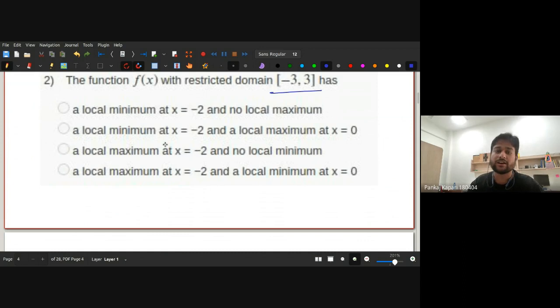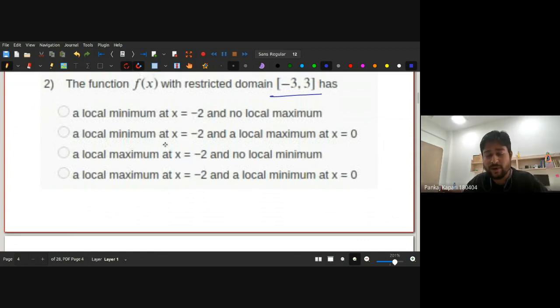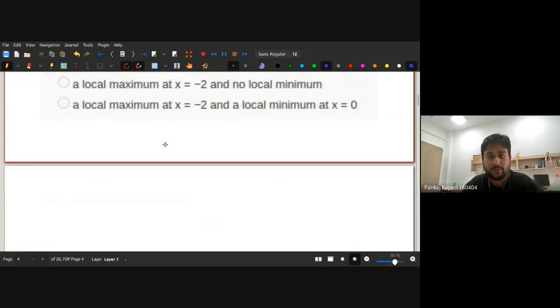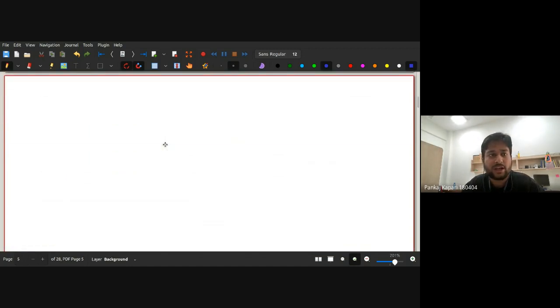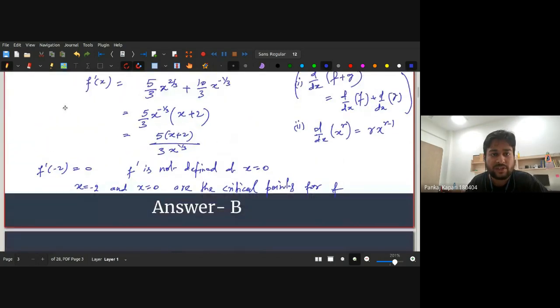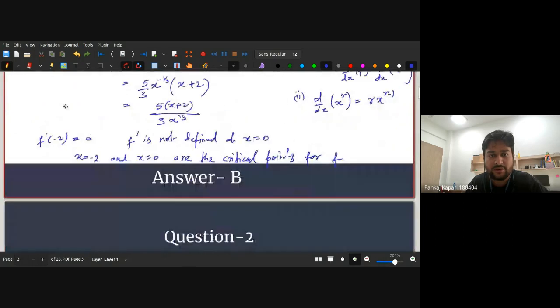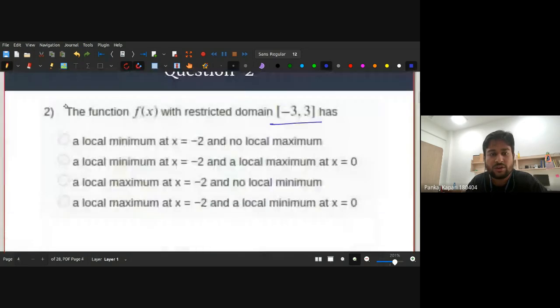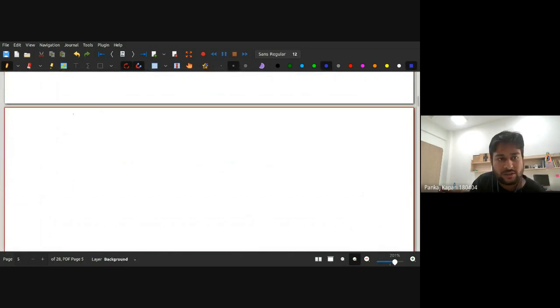We have to decide which points are points of local maxima or local minima, and you know that those points can only be critical points. So we have to analyze the two critical points which we obtained in the last problem, and these are -2 and 0.